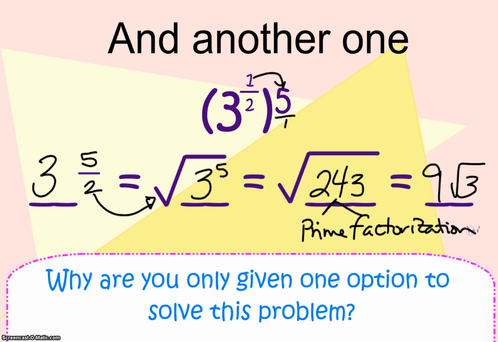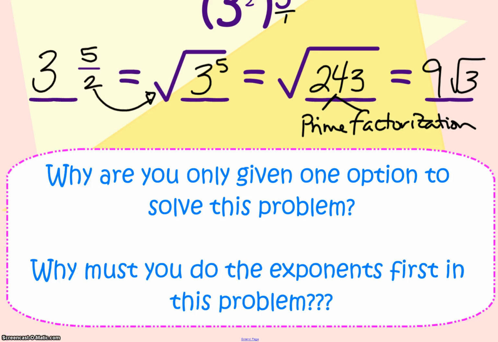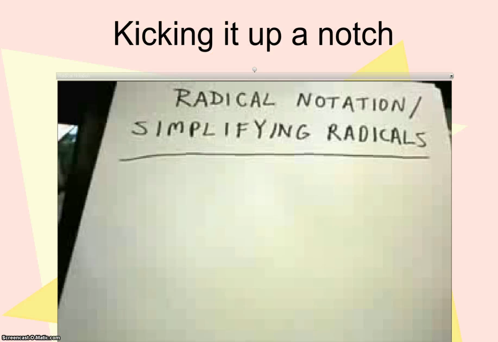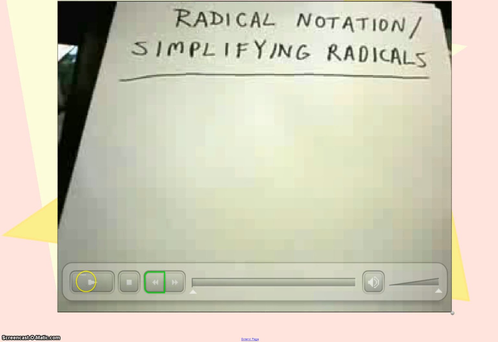Now, why do you think there's only one option given to solve this problem? And why do you do the exponents first? The answer is there's only one method shown here because it is not a perfect square. 3 is not a perfect square. That's why there's only one option. So let's watch this video.